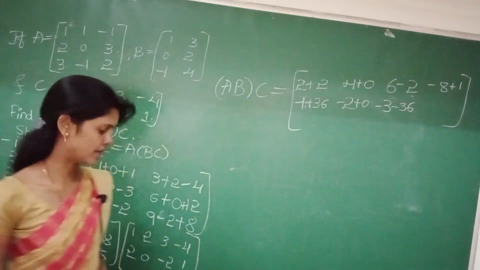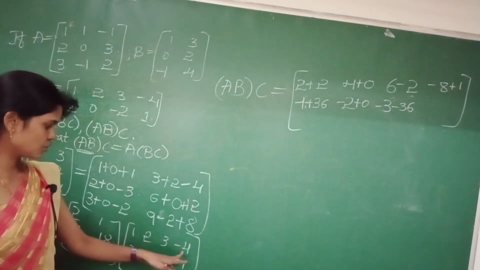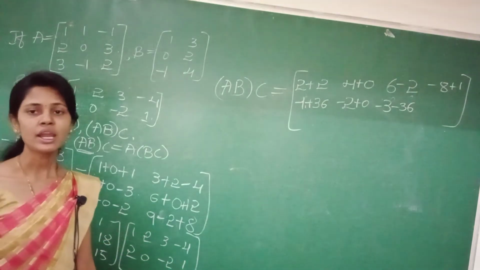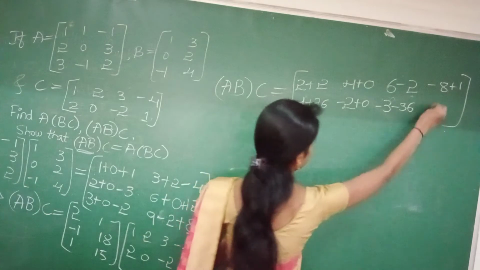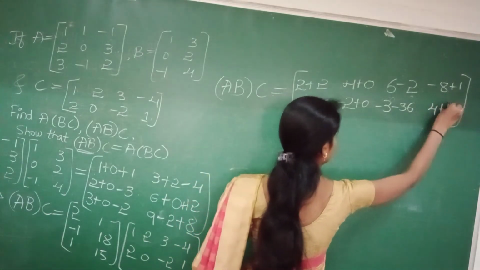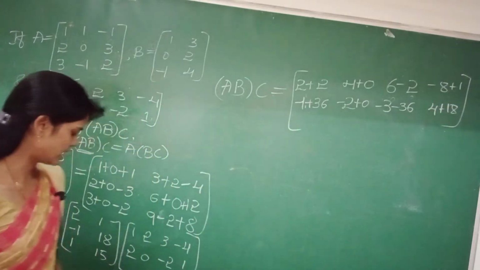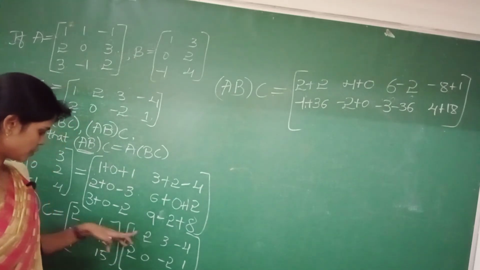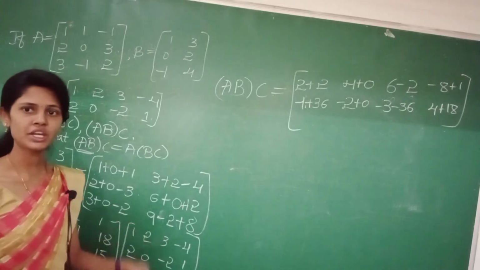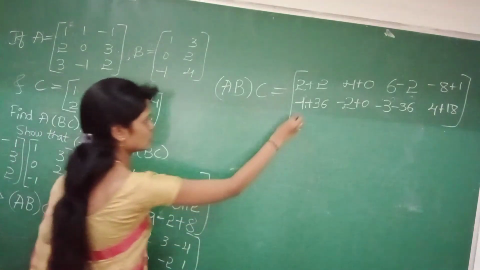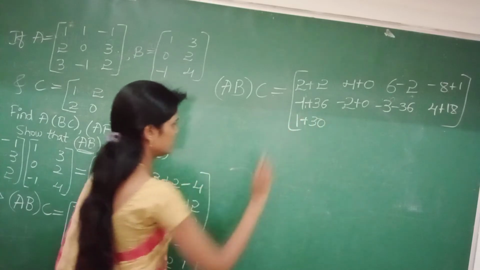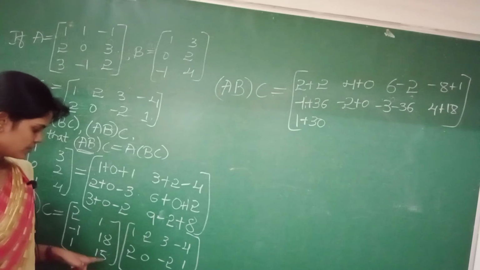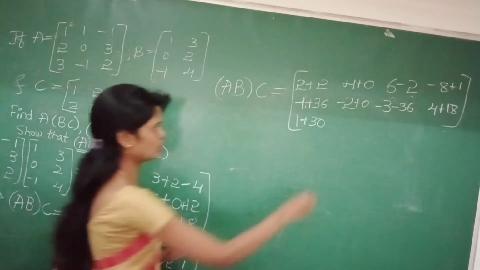Clear? Then minus 1 into minus 4 it is plus 4. 18 into 1 it is 18. So 4 plus 18. Alright. Then third row, first column, 1 into 1 it is 1 plus 15 into 2 it is 30. So 1 plus 30. And next 1 into 2 it is 2, 15 into 0 it is 0. So 2 plus 0.